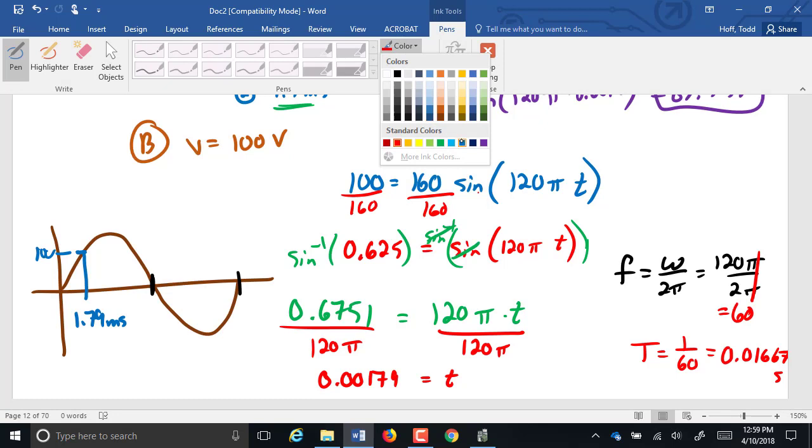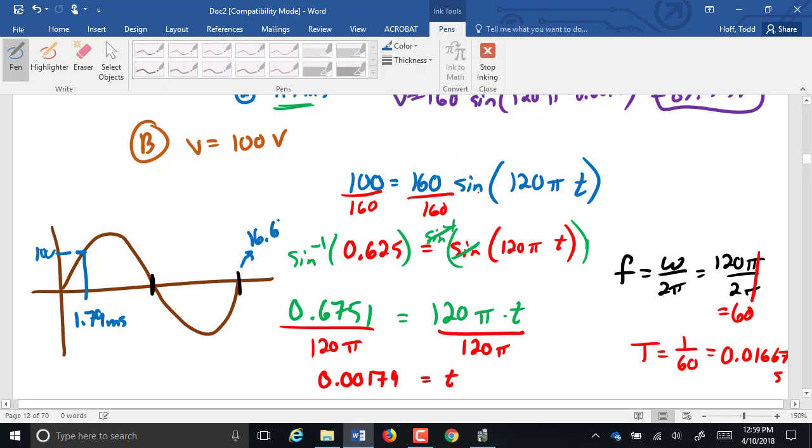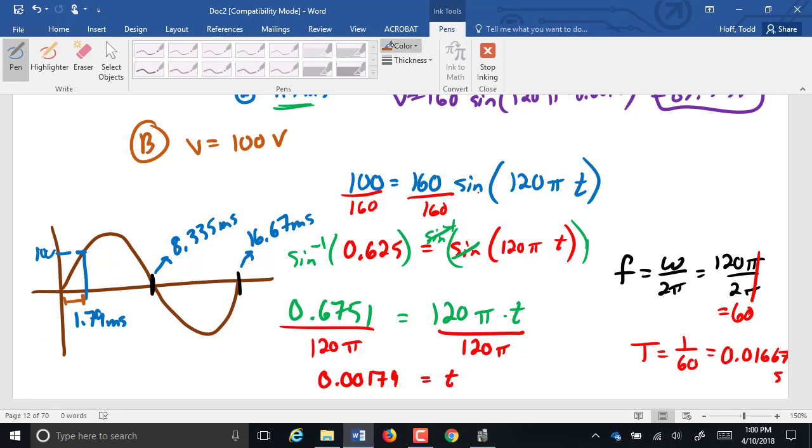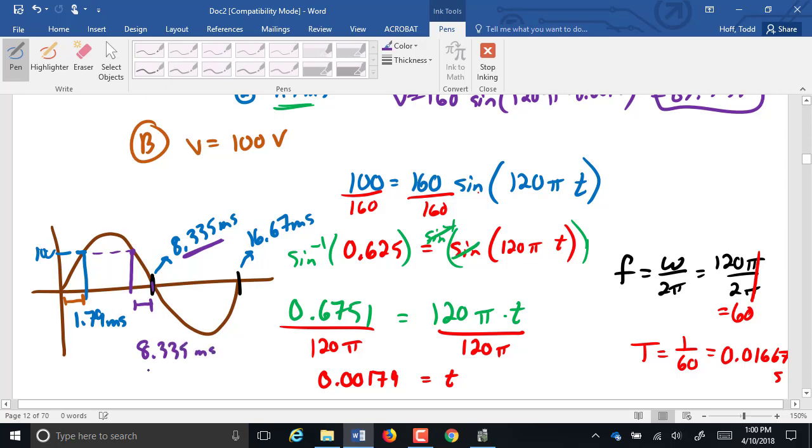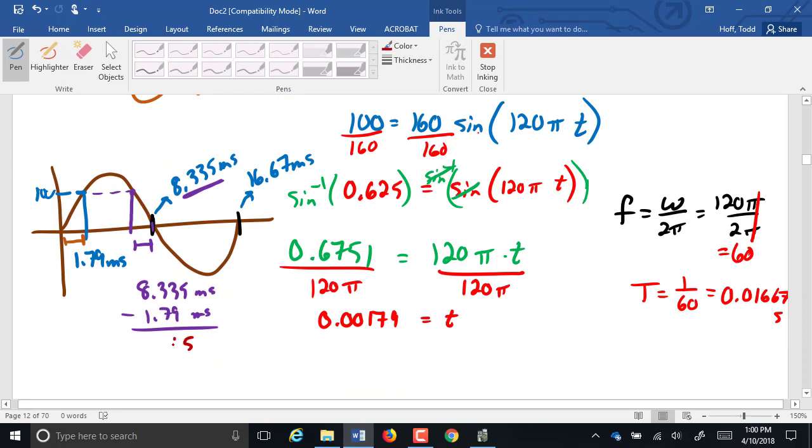That makes this time right here 16.67 milliseconds. This time right here is 8.335 milliseconds. Why is that important? Well, because if it was 1.79 milliseconds from here to here, the point over here, where it's also equal to 100 volts, is going to be 1.79 milliseconds from the end of that, from that equilibrium point, from the 8.335. So 8.335 milliseconds minus 1.79 milliseconds, 6.545 milliseconds will be that second spot. So 1.79 and 6.55.